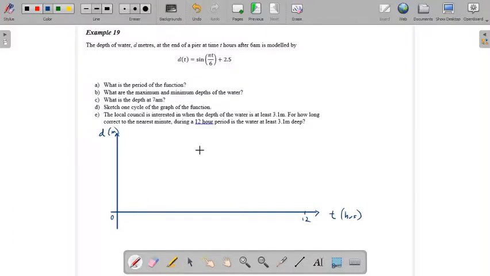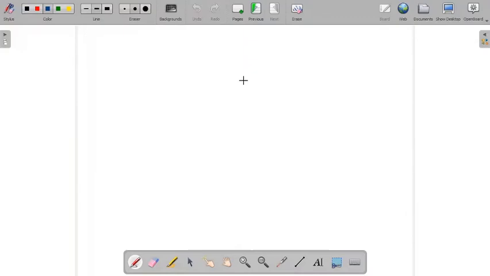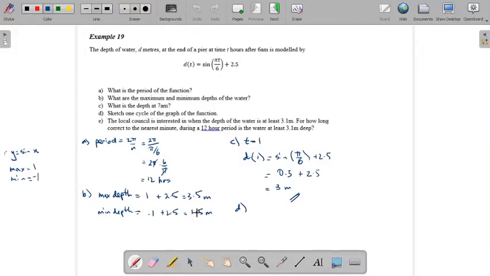Okay, now there's no horizontal translation here, so we know for sine that normally sine will start there. Okay, now it's going to start at that same point, except we've translated up 2.5 units, so this starting point is going to be up at 2.5. Okay, so let's mark in some scales. So we've got here, now we worked out already, maximum was 3.5 and our minimum was 1.5.